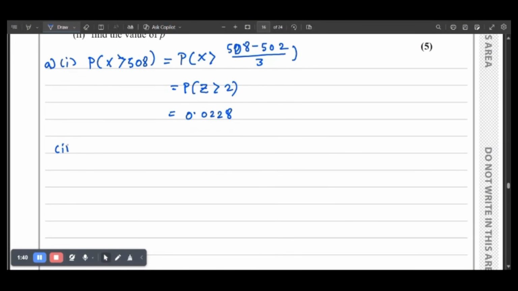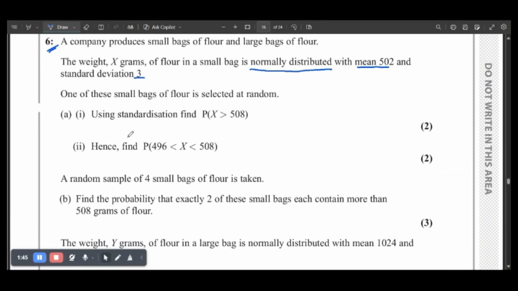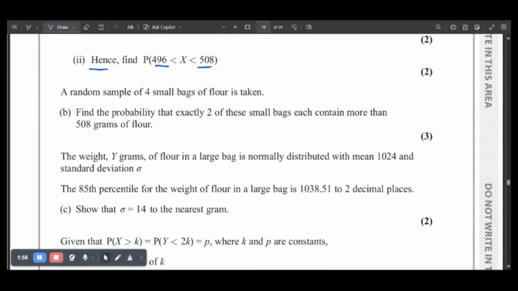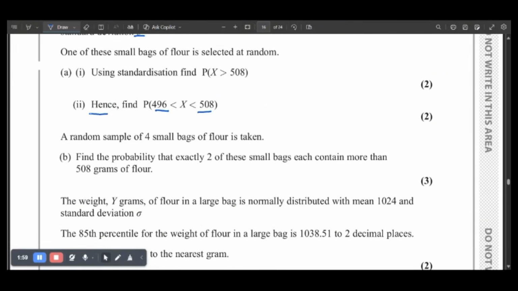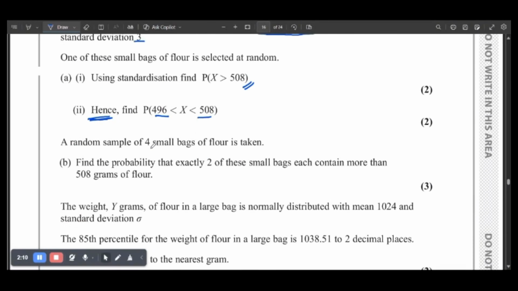For A2, we have to find, hence, the probability that x is greater than 496 and less than 508. We can see the question uses "hence". This means that we have to somehow use part 1 to find part 2. We have to keep this in mind because marks will be deducted if we use any other method.